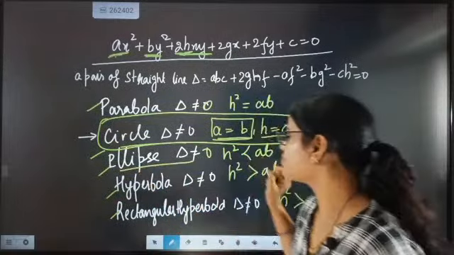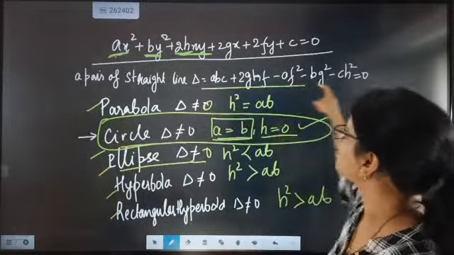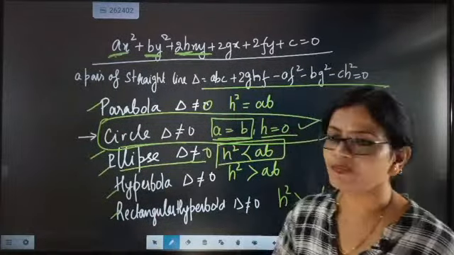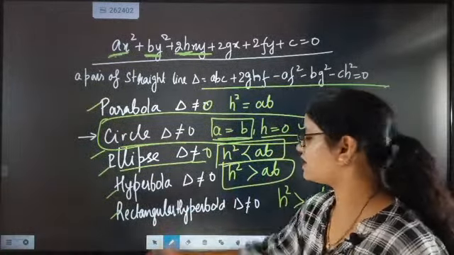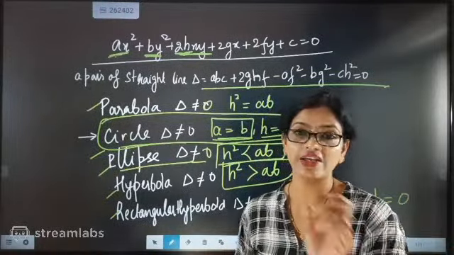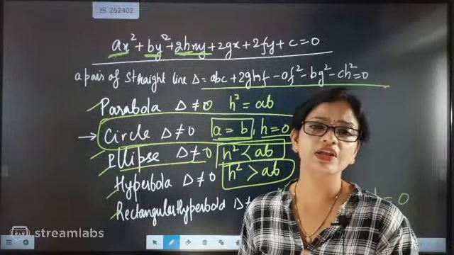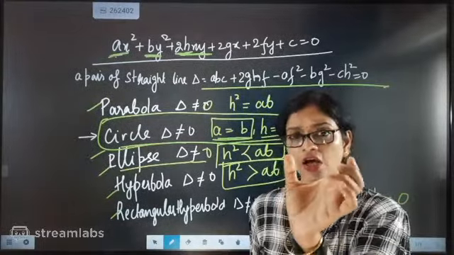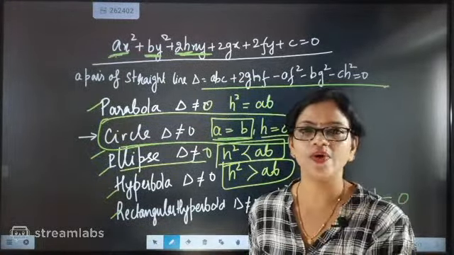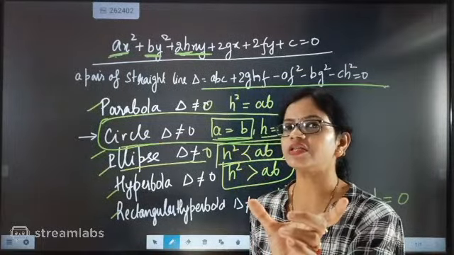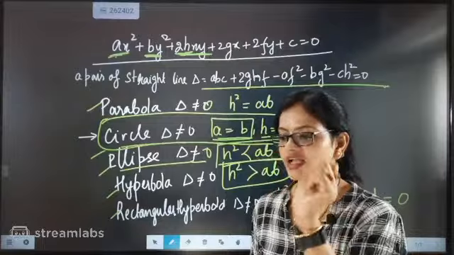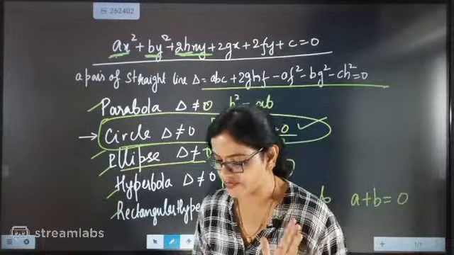Now for the ellipse part, delta will be not equal to 0, and there is only one condition: h square will be less than ab. For the hyperbola, h square will be greater than ab. What are h, a, b? They are exactly what I derived yesterday, where I showed how a is taken as the coefficient of x square and b as the coefficient of y square.